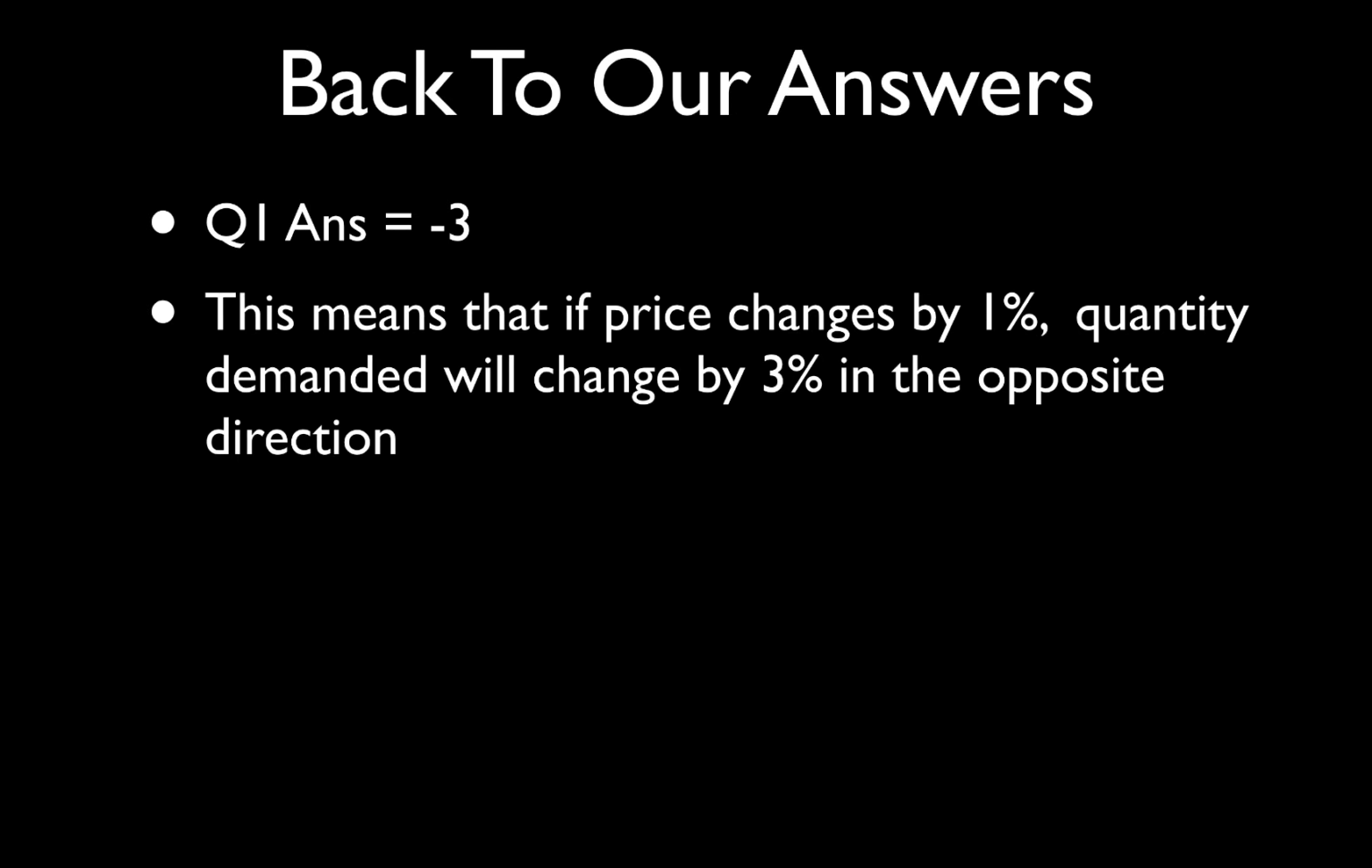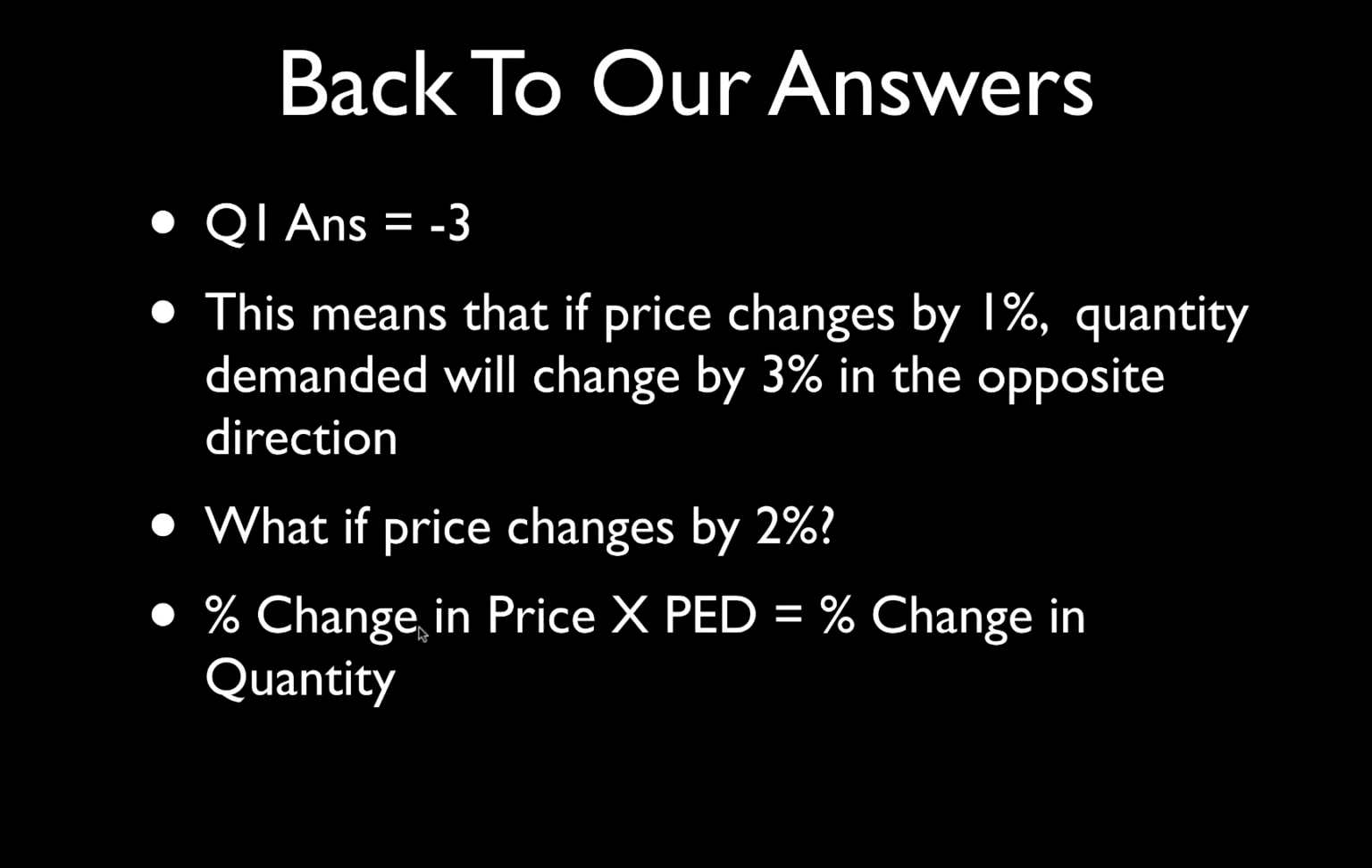Now, I did say change and in the opposite direction. In the IB, I would give the example, if price rises by 1%, quantity demanded will fall by 3%, or conversely, if price falls by 1%, quantity demanded will rise by 3%. But what if price changes by 2%? Then we use this formula: the percentage change in price multiplied by PED equals the percentage change in quantity demanded. So 2 times 3 equals 6%. If price rises by 2%, quantity demanded will fall by 6%. If price falls by 2%, quantity demanded will rise by 6%.